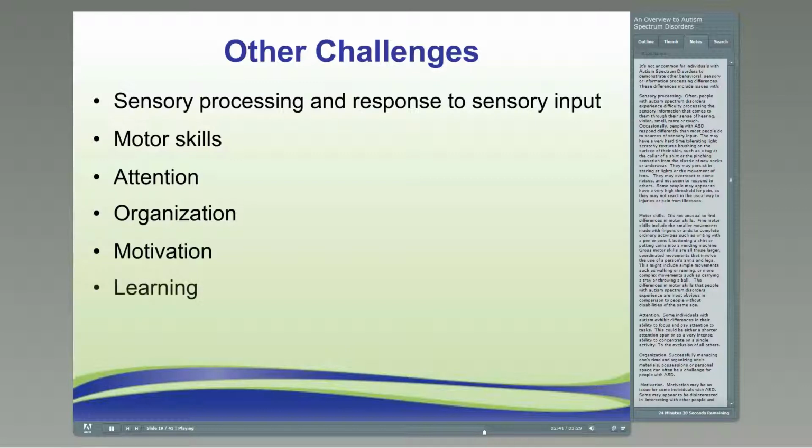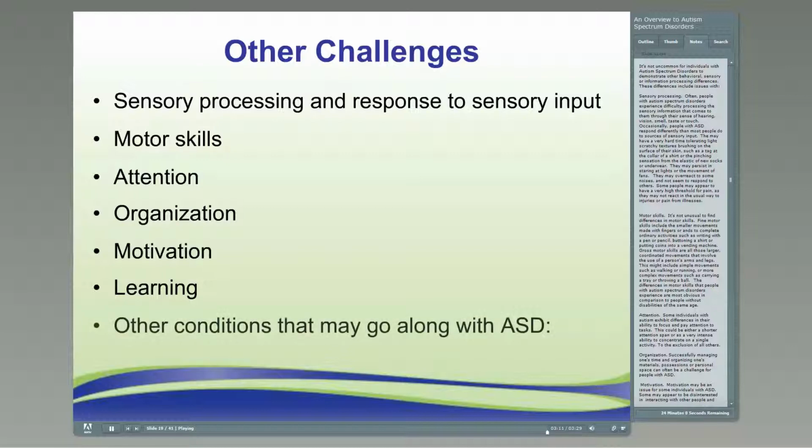Learning. Given the range of communication and information processing issues often experienced by people with ASD, it's not surprising to know that they also often experience significant learning differences. These differences sometimes express themselves as difficulty learning new skills or demonstrating the skills that they've learned in new situations. They may also have difficulty maintaining the new skills that they've learned.